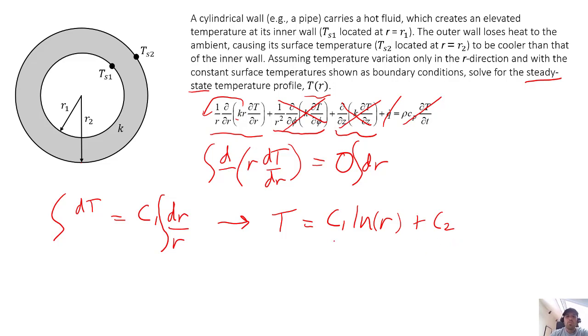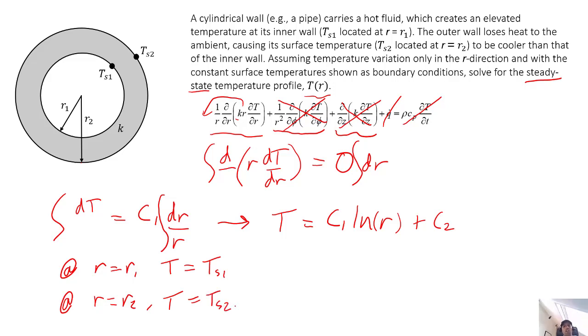So let's look at our boundary conditions. We're just going to assume that these are known temperatures, TS1 and TS2. So at R equals R1, we have T is equal to TS1. Let's look at the other boundary condition as well. At R equals R2, we have T equals TS2.